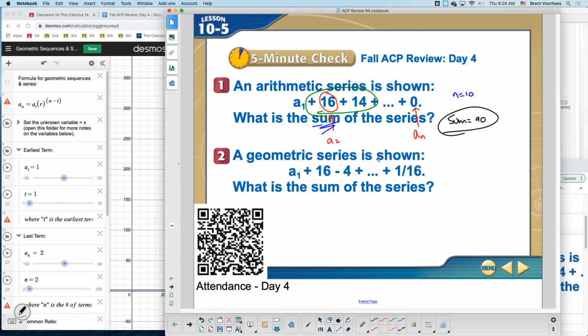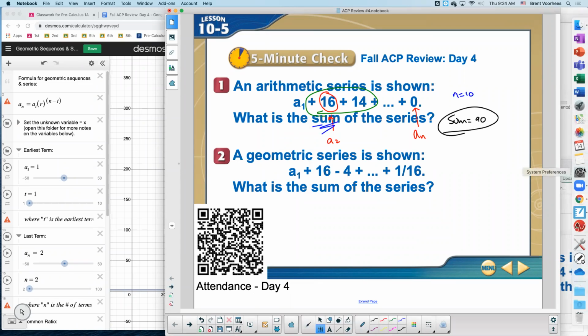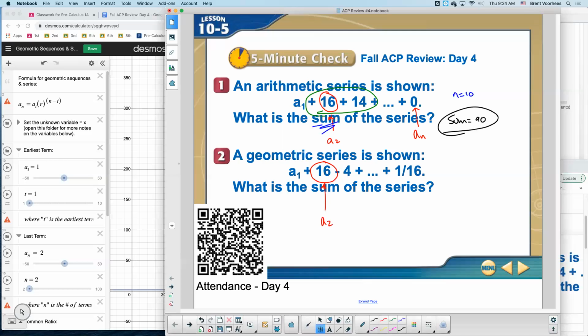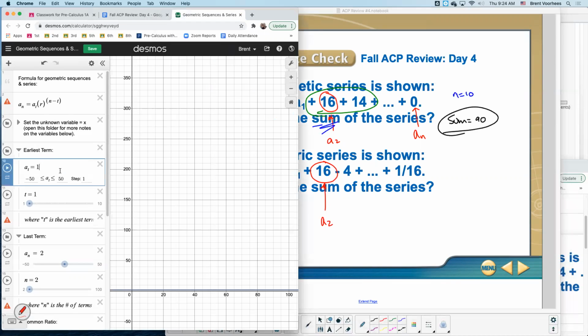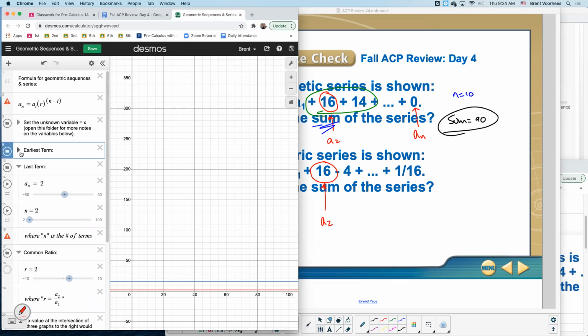What is the earliest term shown for our Desmos? What's the earliest mathematical term shown? I'll say it that way. 16. Again, it's a 16. So this would be A2. And so I'd go to earliest term and put 16 again. And it's the second term. That's what T is, the earliest term number. Okay, and so I'm done with the earliest term.